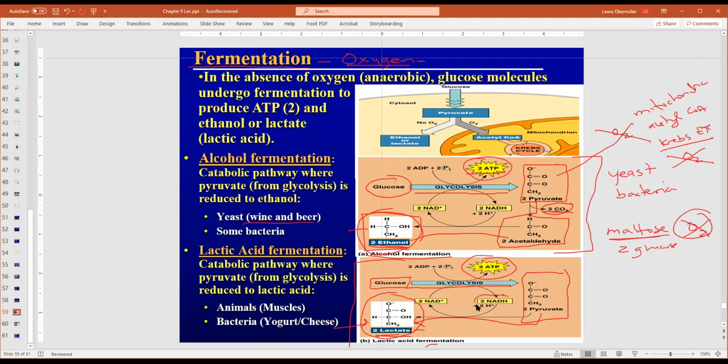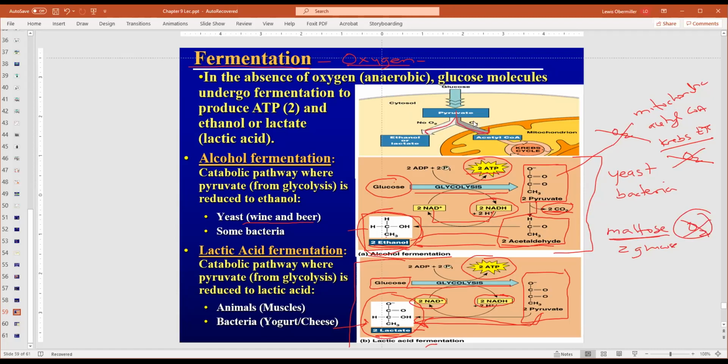You also make the NADHs in glycolysis, but you use them to convert pyruvate into lactate. Same thing here. The yeast and bacteria make the NADH, but they need this energy to convert acetaldehyde into ethanol. So what I want you to take out of this is that fermentation occurs in the absence of oxygen. And that's showing you here. So here's the oxygen path, there's the non-oxygen path.